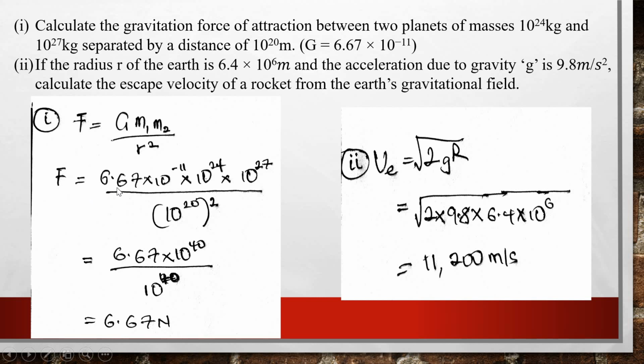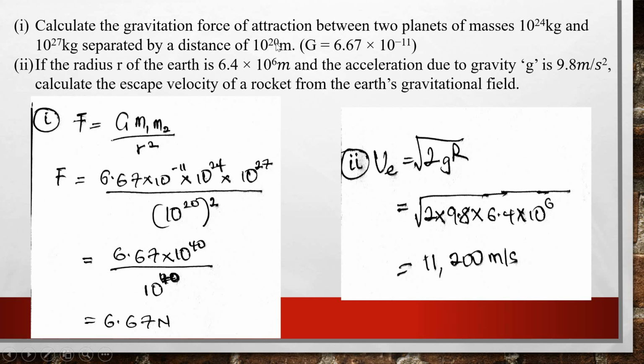So which is equal to, the gravitational constant is this, we'll substitute it for G here, we'll have this, and then m1 is the first mass, any of them can be the first mass, 10 raised to the power 24, that's why we'll have 10 raised to the power 24 here, and then m2 is the second mass, which is 10 raised to the power 27, that's why we'll have 10 raised to the power 27 here, all over r squared. R is the distance between them.